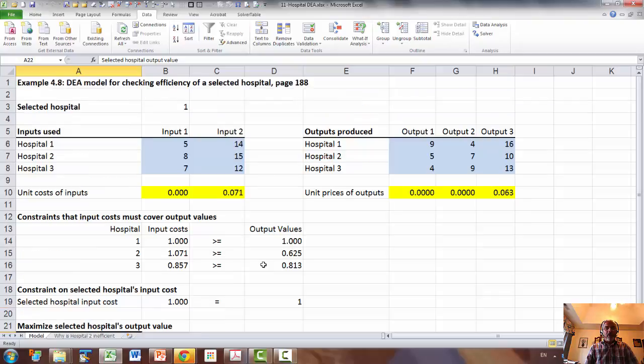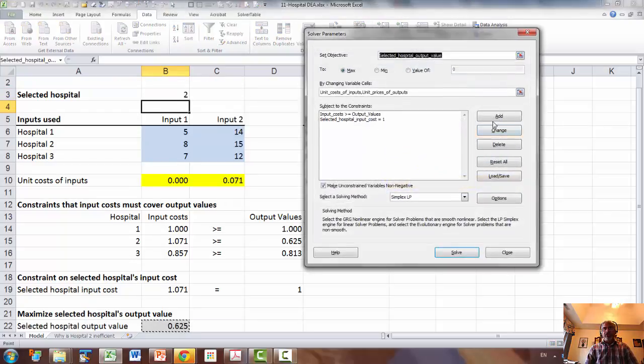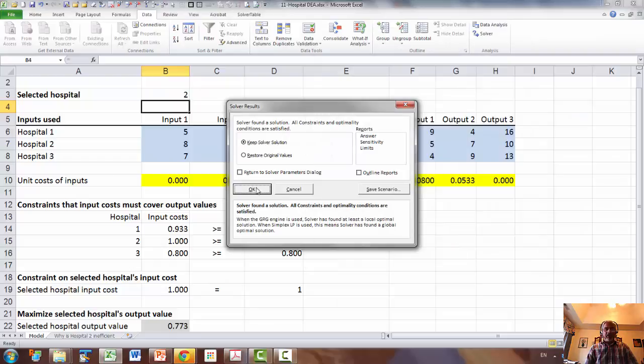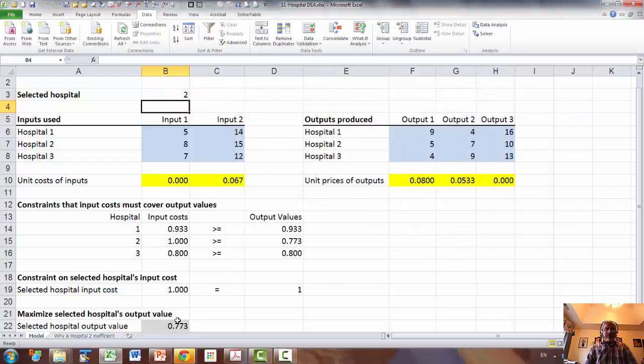Okay. What if we want to run this for the second hospital, not the first one? So change that to 2 and you run Solver, and now you get the second hospital, and you see the second hospital, the efficiency is not there. It's not 1. The output value, even the best possible input pricing and output pricing, does not give you the output valuation of 1. Now change that to 3.